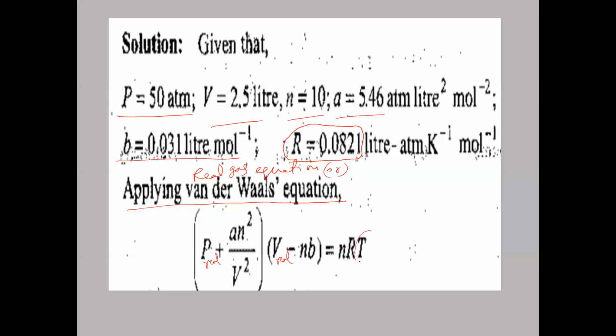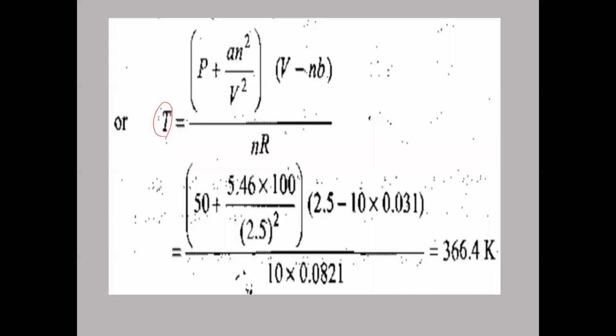Now what do we need to calculate in this? The T value. Remaining all the values are given to you here. So T is equal to P plus an squared by V squared, into V minus nb, left hand side, divided by nR. From nRT, T we are calculating. T is equal to this formula. Next, applying all these values, we get 366.4 Kelvin.